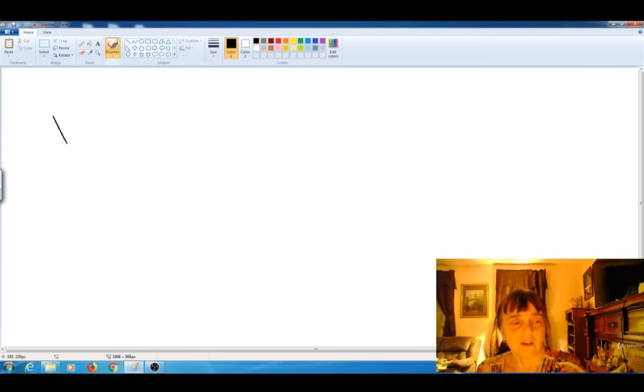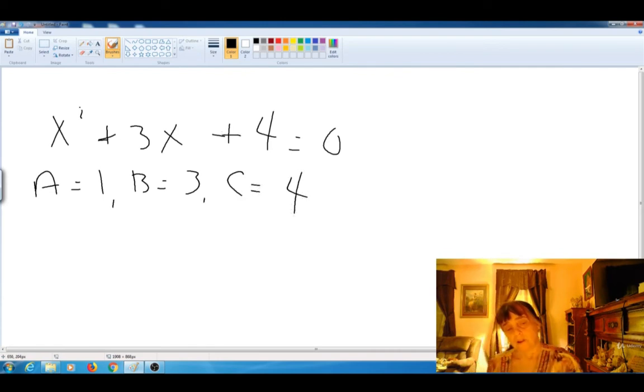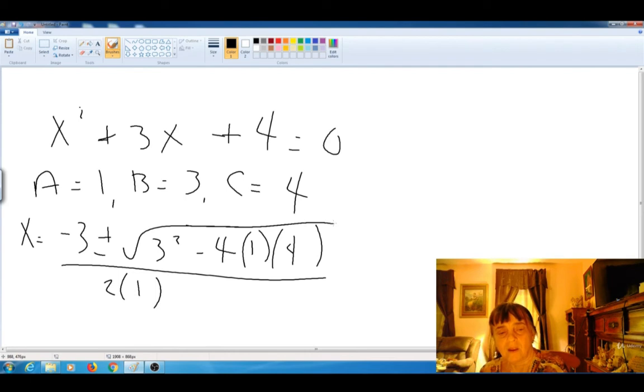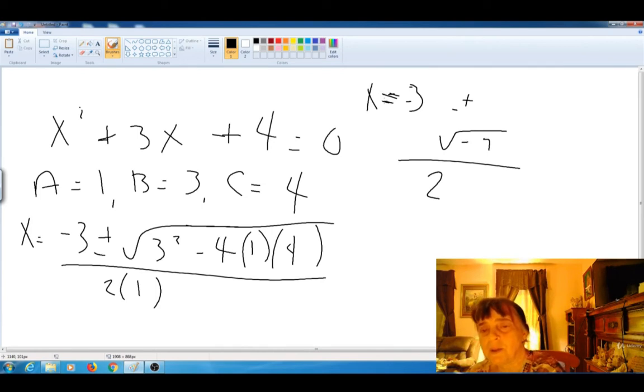And let's say you have x squared plus 3x plus 4 equals 0. Okay, a is 1, b is 3, c is 4. And x is negative 3 plus or minus the square root of 3 squared minus 4 times 1 times 4, over 2 times 1. So this is going to come out to be an imaginary number. So x is negative 3 plus or minus the square root of 9 minus 16, which is negative 7, over 2. Anytime you get the square root of a negative number, it's called an imaginary number.